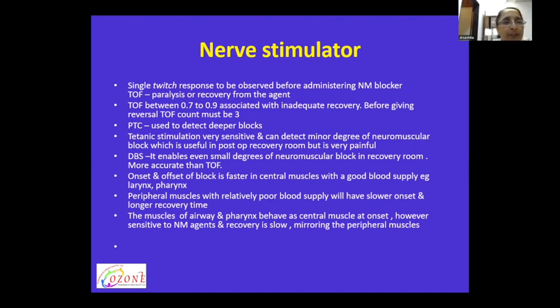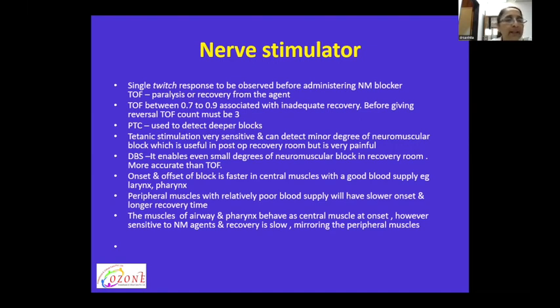With the help of PTC, we can detect deeper types of blocks. For surgical procedures that require deeper blocks, the PTC most of the time should be less than 3. And when TOF is not visible, if the PTC is between 6 to 8, then train of 4 starts to appear.